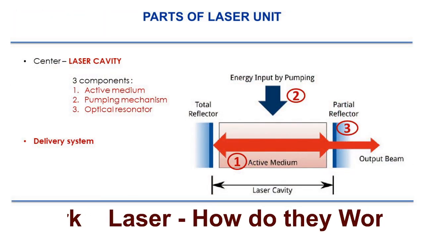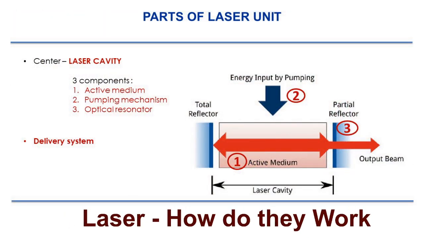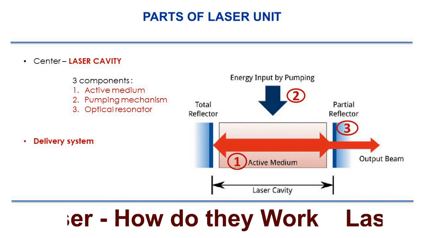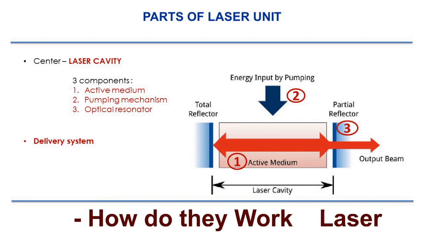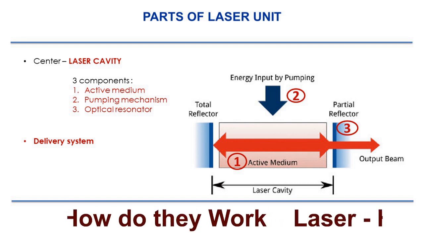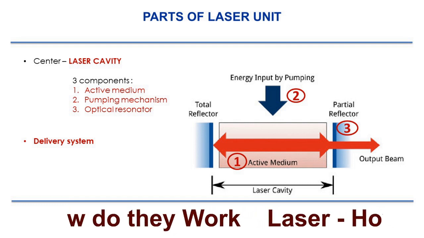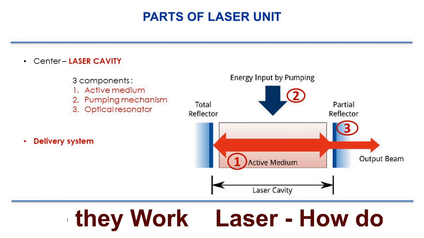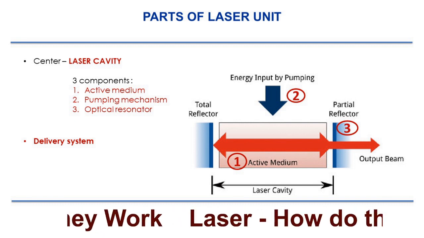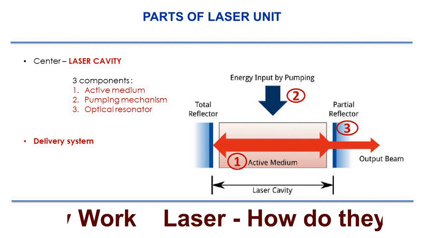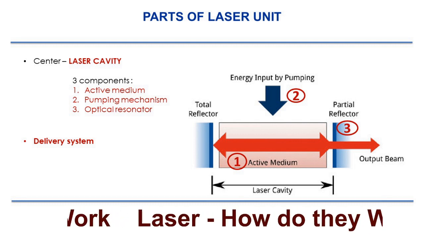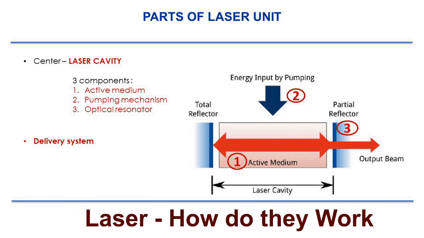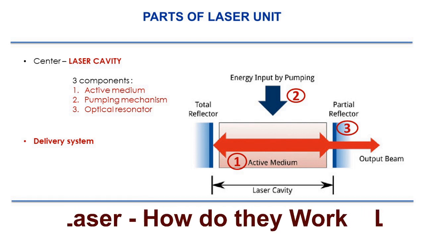So first, we need to know the parts of the laser unit. So the laser unit primarily consists of two components, one being the laser cavity and the next being the delivery system. So the laser cavity as such will comprise three components, one being the active medium, and then you have an external source of pumping mechanism, and then the third being the optical resonators. Now we will just see what all these parts are in detail.